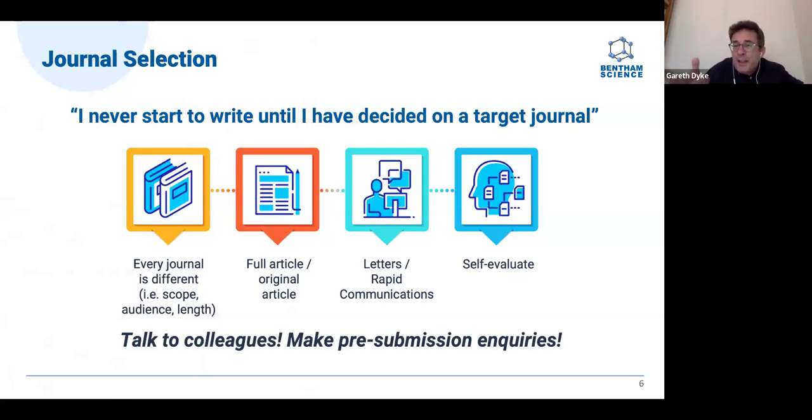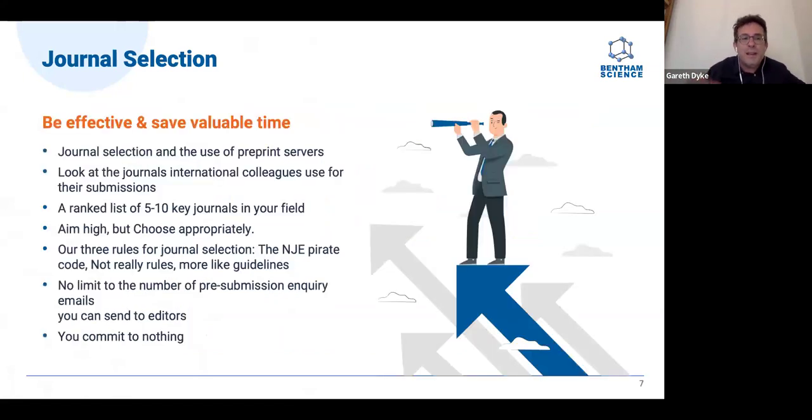Get your abstract, get your title, get some of the information that you plan to write up in your paper together and send that in to the journal editor and ask them, he or she, would they be interested in potentially considering your paper for submission to that journal? Make those pre-submission inquiries. It's very important. It's a good first step to be effective and save yourself some valuable time.